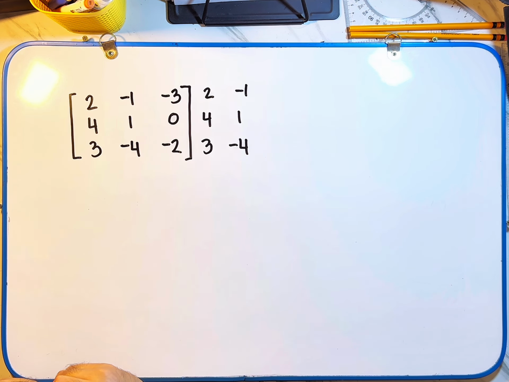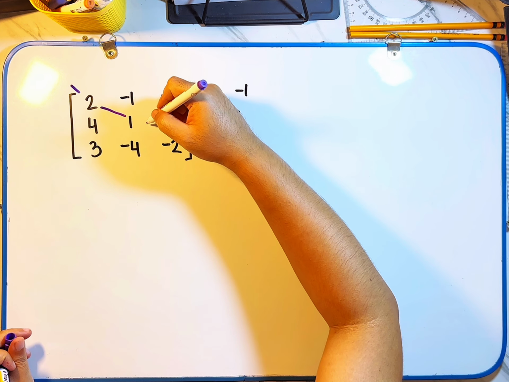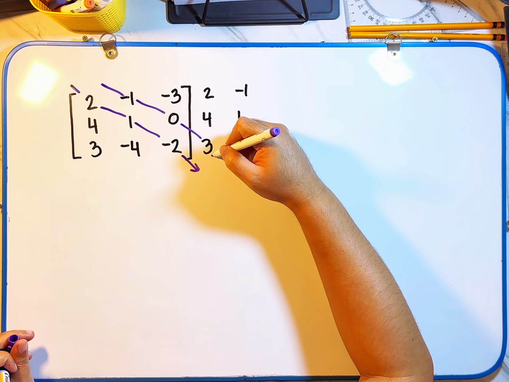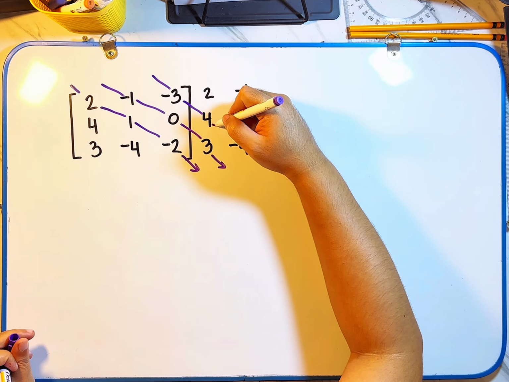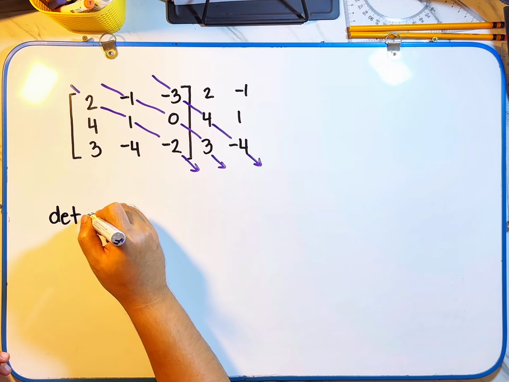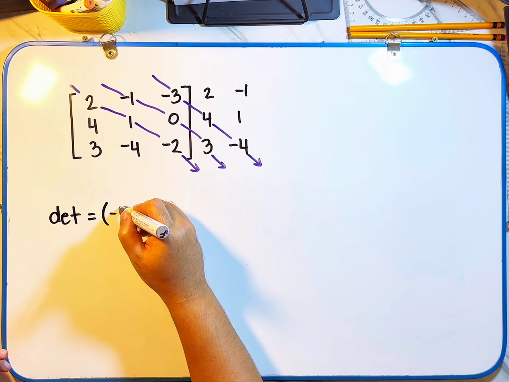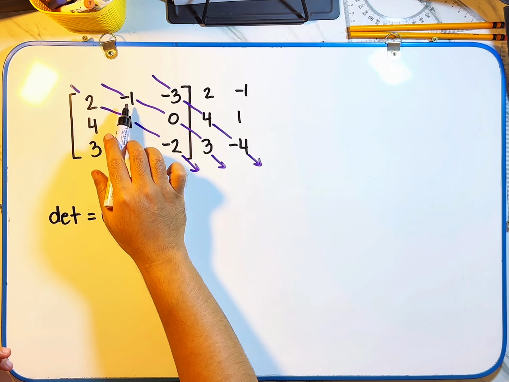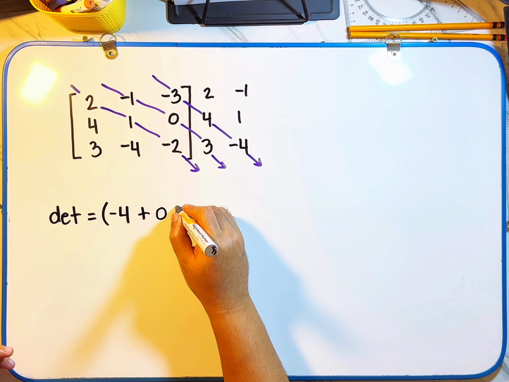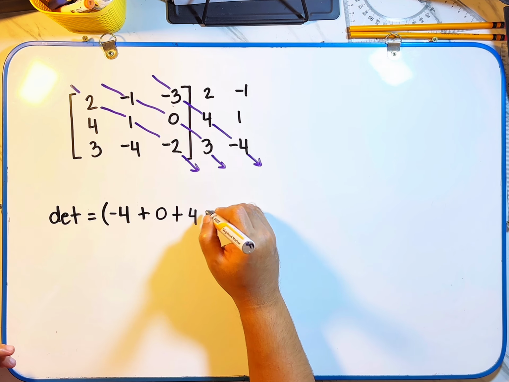So for the basket method, we have to multiply diagonally downwards. This one, also this one, and also this one. Okay, so the determinant is equal to 2 times 1 times negative 2, that's negative 4, plus negative 1 times 0 times 3, so that is 0, plus negative 3 times 4 times negative 4, so that's 48.